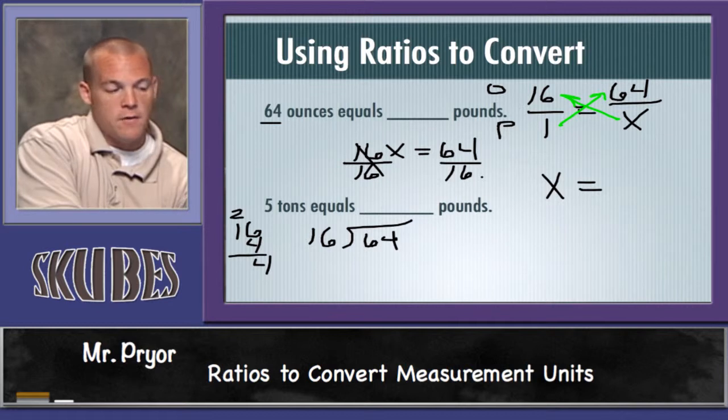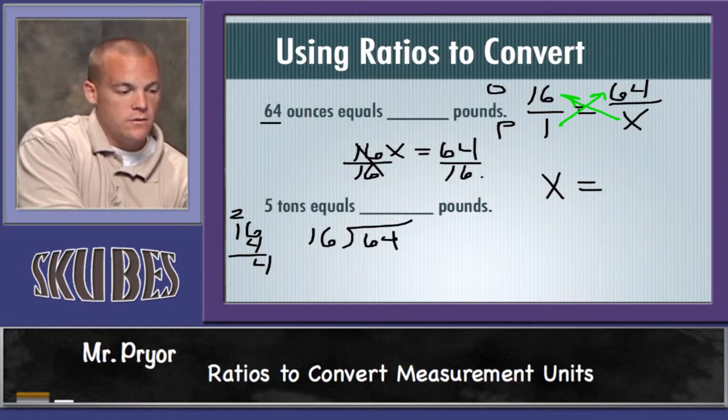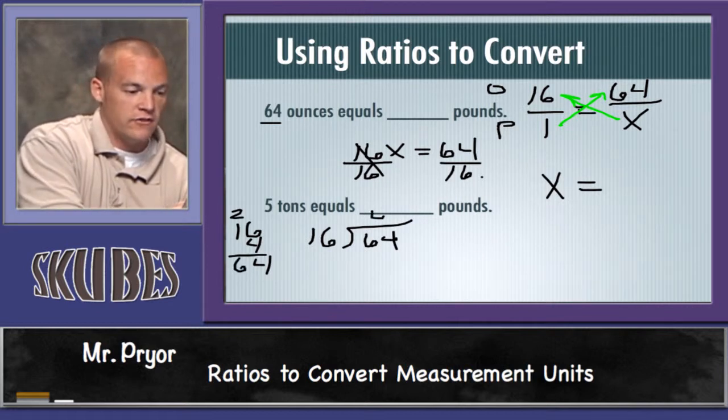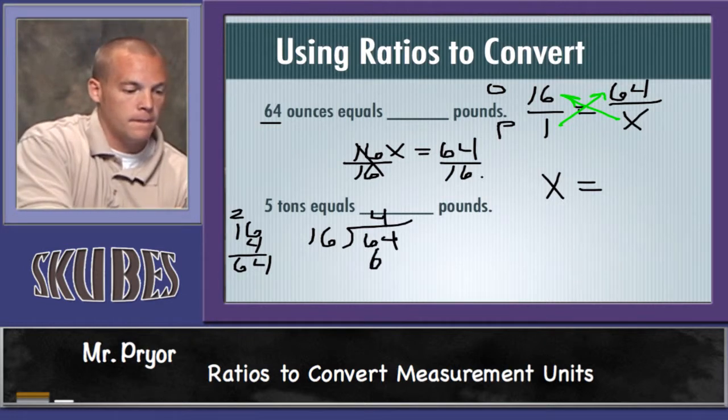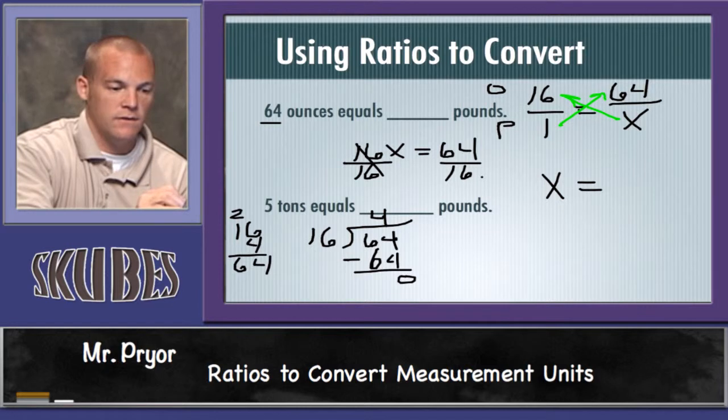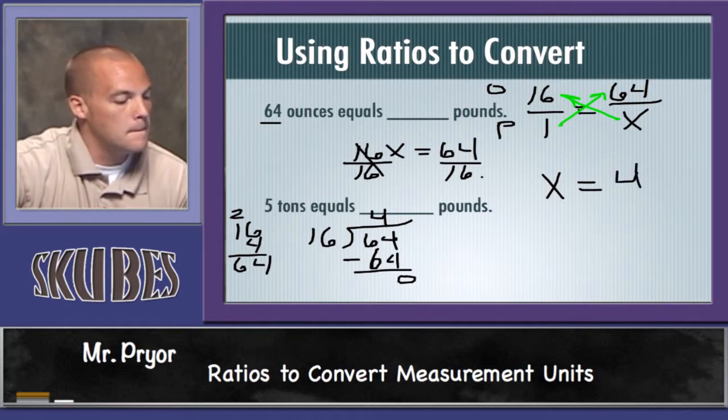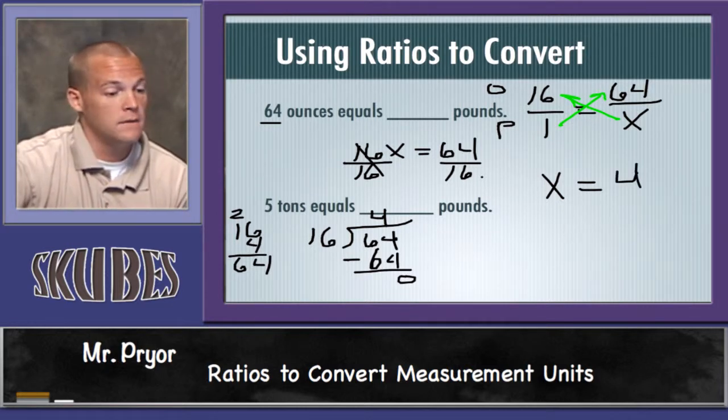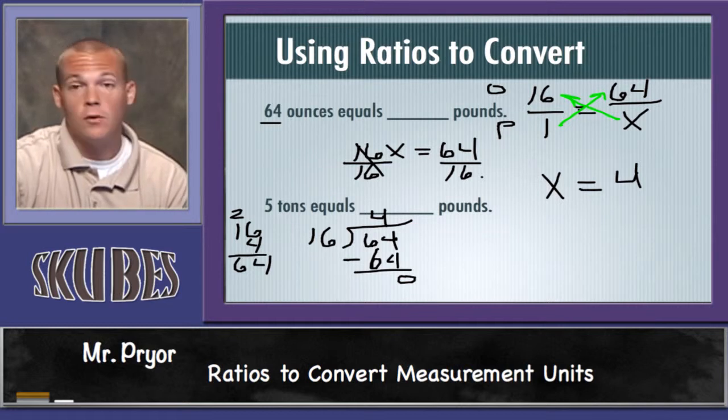And you can see here that when I multiply 16 times 4, you end up getting 64. So it actually is 4. It's better safe than sorry when it comes to math, because it's very easy to miss some little details along the way. And so your solution here is going to be 4 pounds.